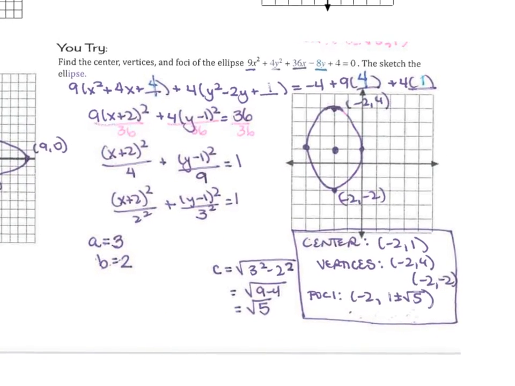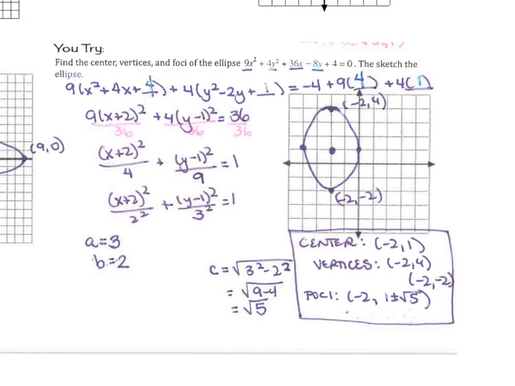If you try this out, you would find that the equation would be (x plus 2) squared over 4 plus (y minus 1) squared over 9 equals 1. So you find that a is 3. So remember, it's always a larger number. A is 3, b is 2. Because it's larger underneath the y value, we know that it's a vertical major axis.